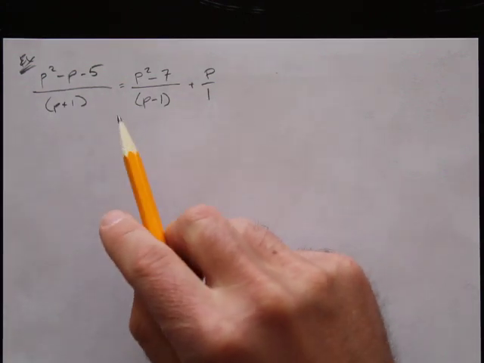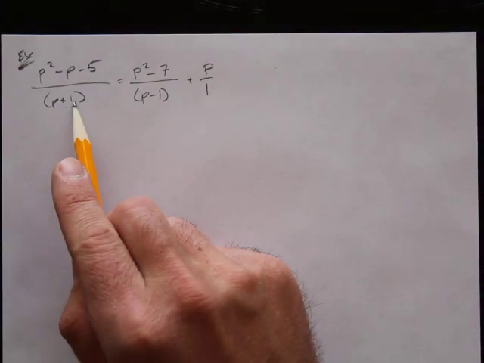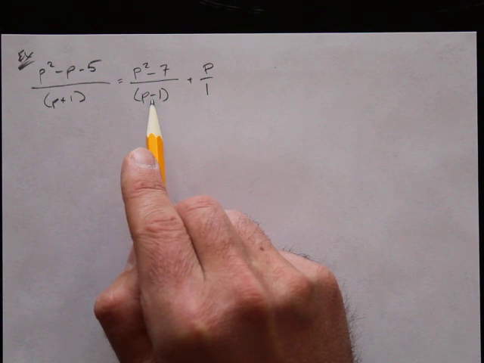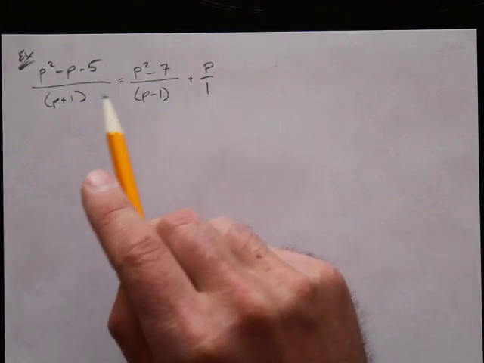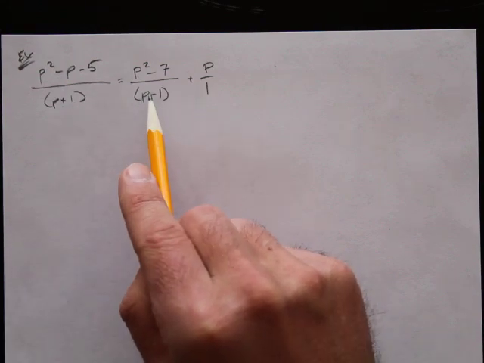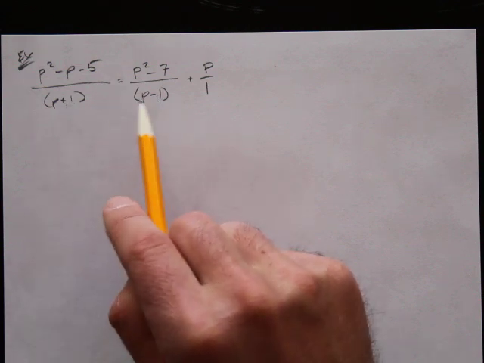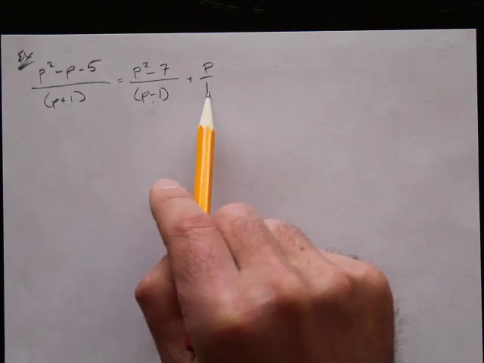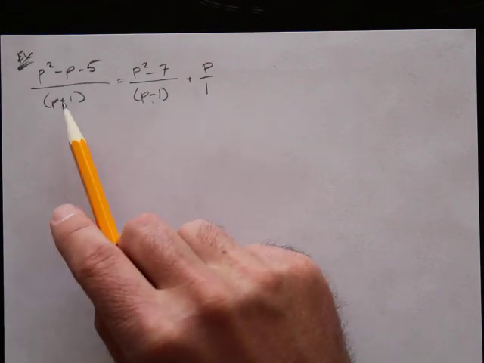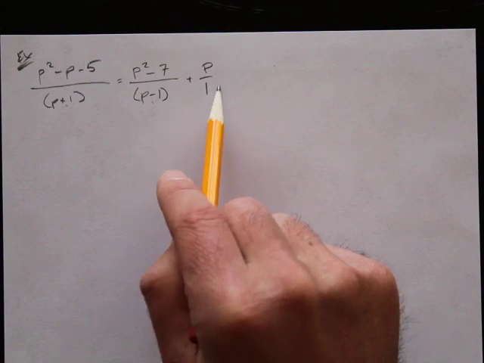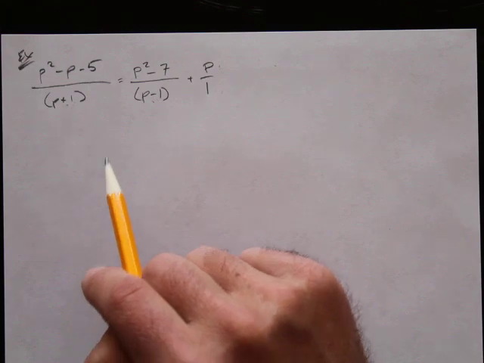Okay, so I need to find a common denominator. And so I've got p plus 1, and I've got p minus 1, and I've got 1. And so I need to decide what is my least common denominator, and it's p plus 1, p minus 1. And this 1 is fine. This is going to be multiplied top and bottom in order to make it so I have the same denominator for all of these.